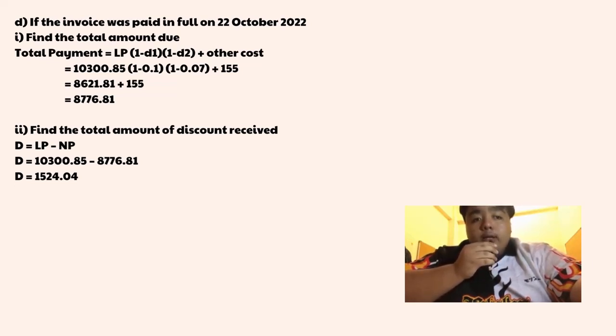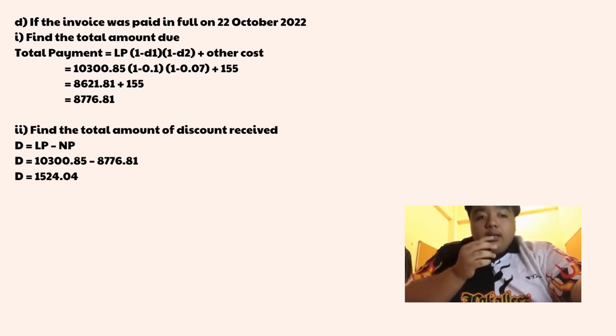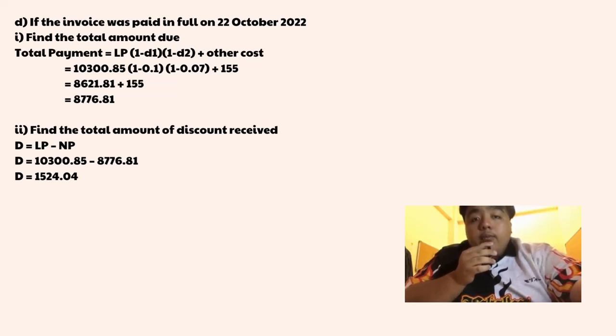The second question of D is find the total amount of discount received. The formula that I use is D equals LP minus NP. The LP is 10,385 minus NP, which is 8,776.81. The answer for D is the amount of discount received is 1,608.19. That is all for me. Thank you.